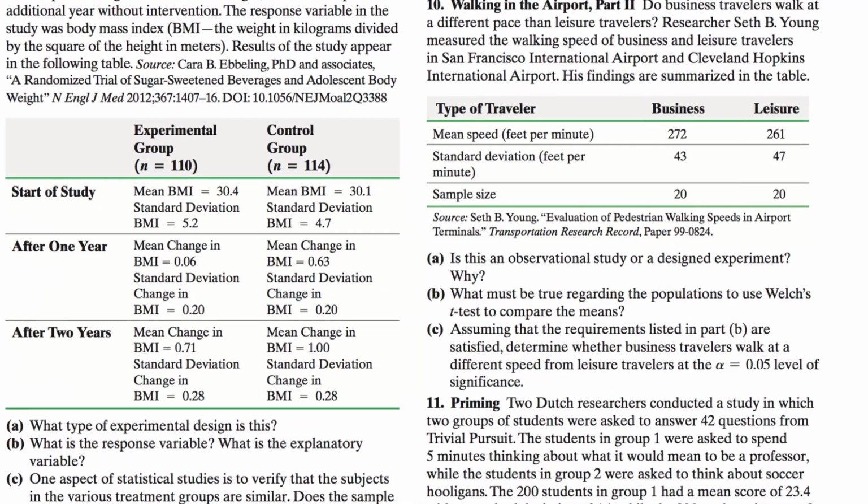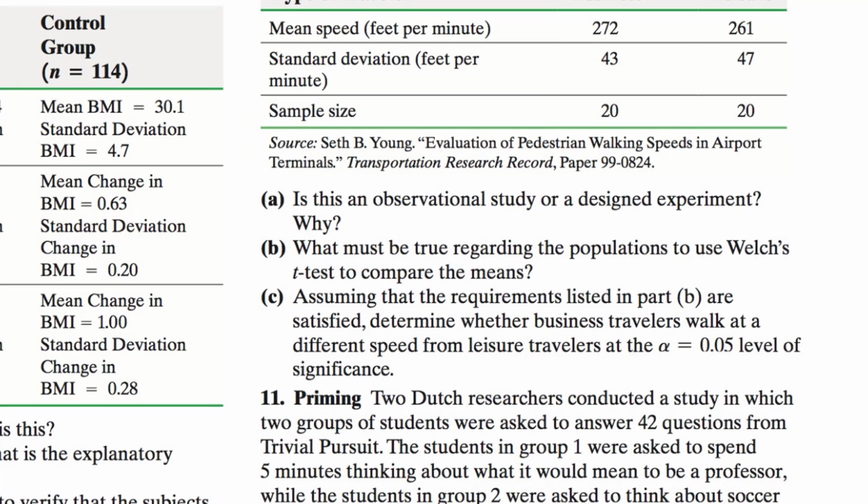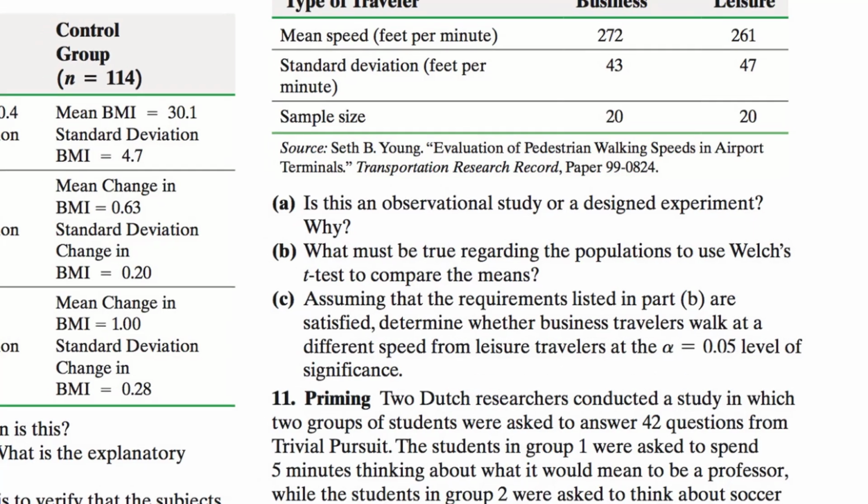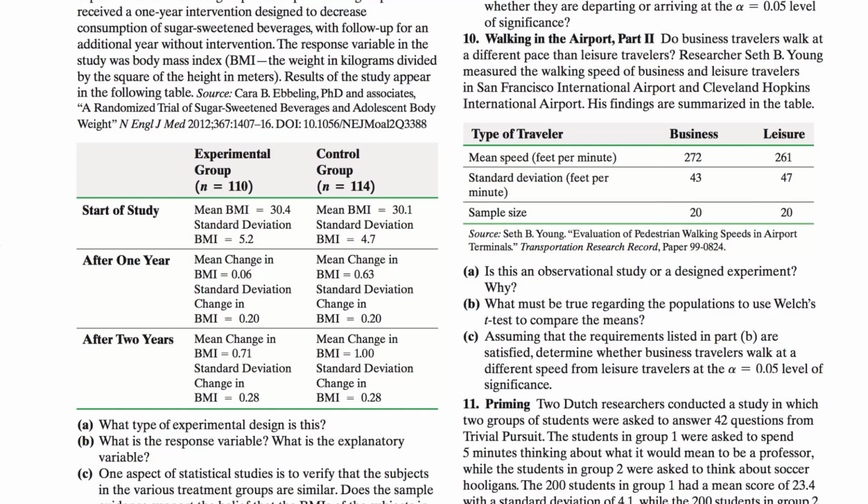So notice in Part C it asks, determine whether business travelers walk at a different speed from leisure travelers. So which of the 3 tests does that correlate to? Well, that would be a two-tailed test. Anytime they ask whether something has changed or whether something is different, usually that is code for a two-tailed test. And so that's what we're going to put down for our alternative hypothesis.